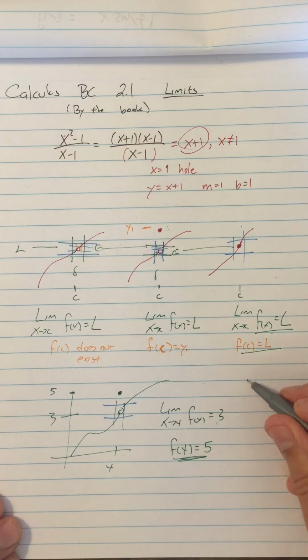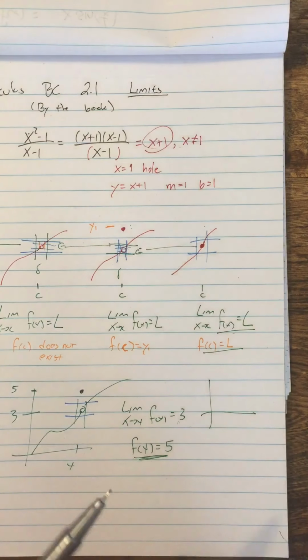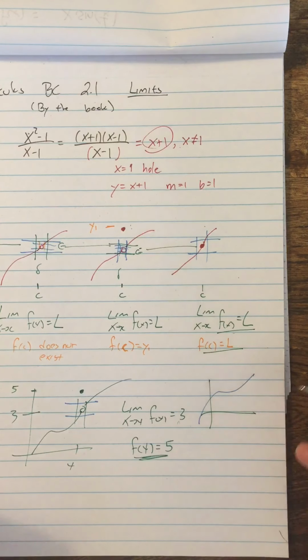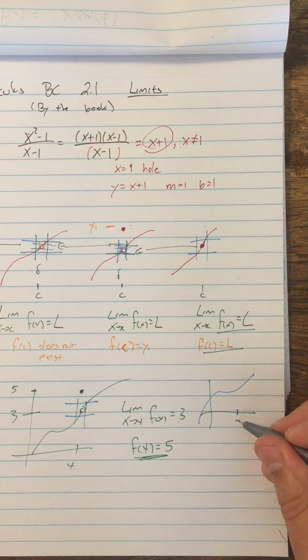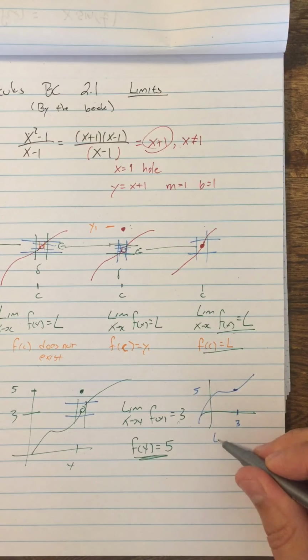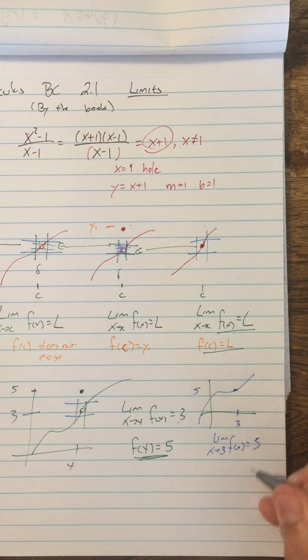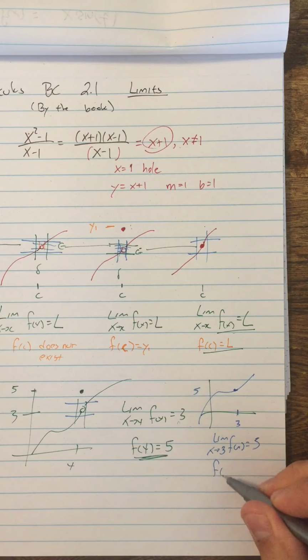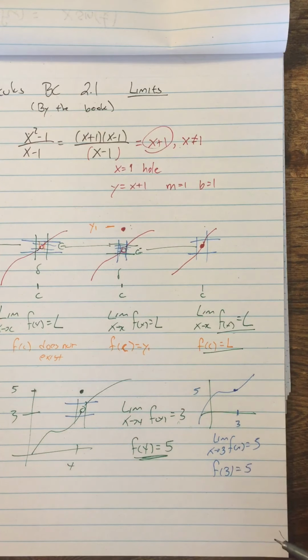So for example, if I had this function, and there's no hole in it, right? So if I had 3 here, and let's say this was 5, okay, I would say the limit as x approaches 3 of f of x equals 5, and I would also say that f of 3 equals 5. And the fact that they're the same says something important about the function. We'll talk about more next time.